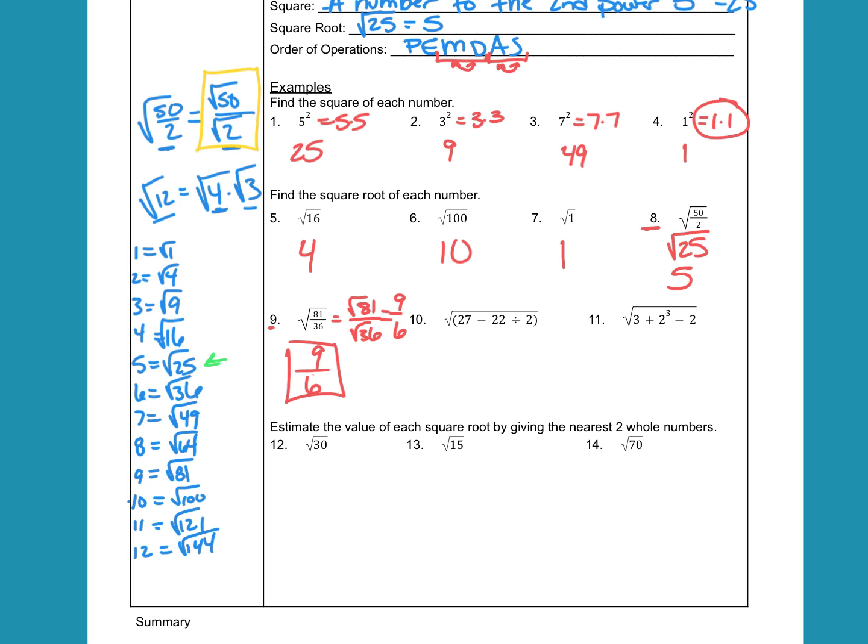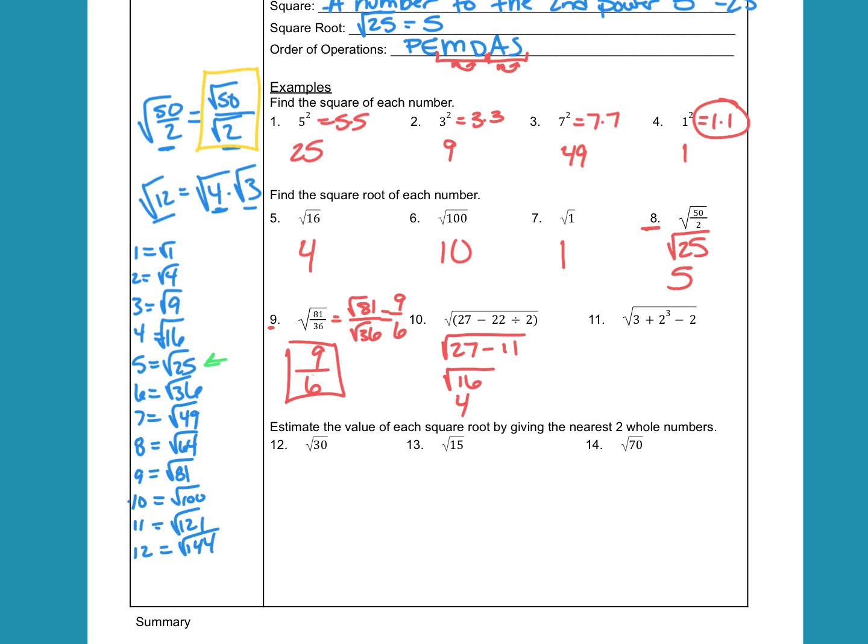Okay, 10 and 11, we're using order of operations within a square root. So that square root's kind of acting like a grouping symbol. Within that grouping symbol, we're going to follow order of operations. And we have to divide before we can subtract. So we would have to leave 27 minus, and then 22 divided by 2 is 11. And then 27 minus 11 is 16. And the square root of 16, remember we're thinking what number times itself is 16, and 4 times 4 is 16. Once you take that square root, the square root sign goes away.